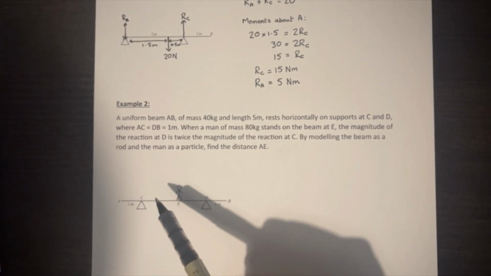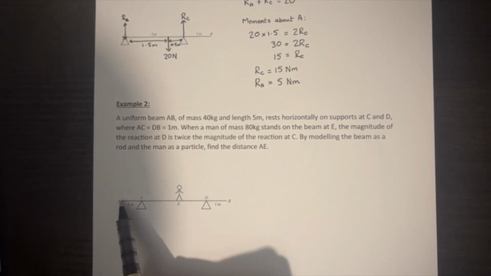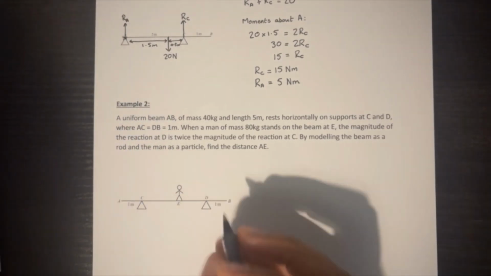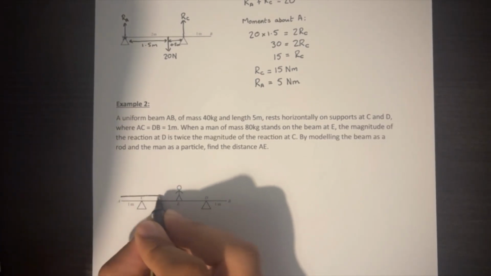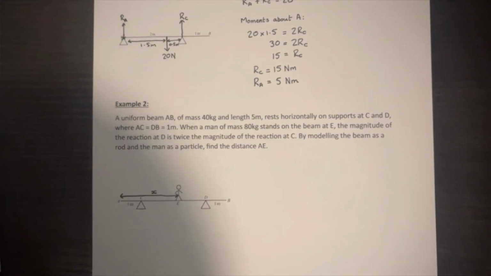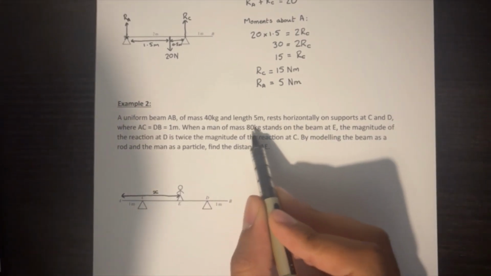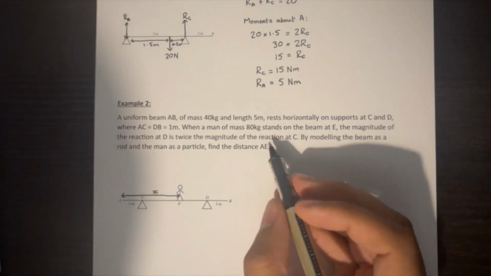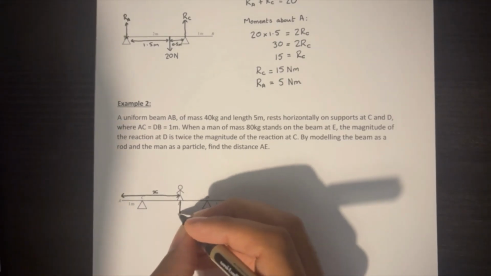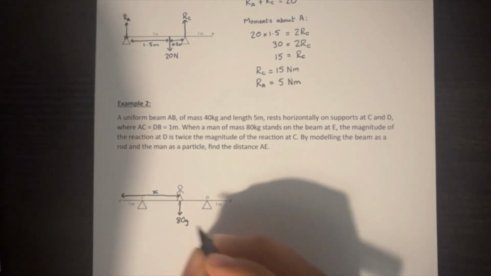So the first thing we're going to look at, we're trying to find the distance between the end of our rod here and where the man is stood. We'll call that distance X. The man has a mass of 80 kilograms. Again, before we were given a weight, but since we're being given a mass, that means the weight acting down is 80g newtons.